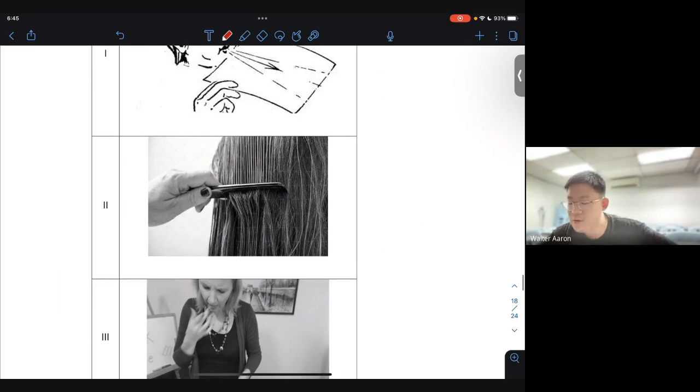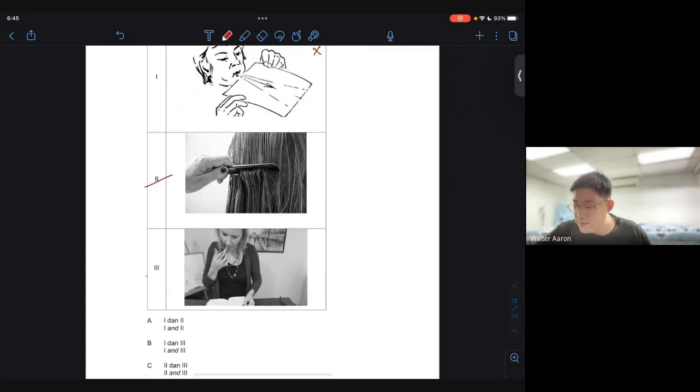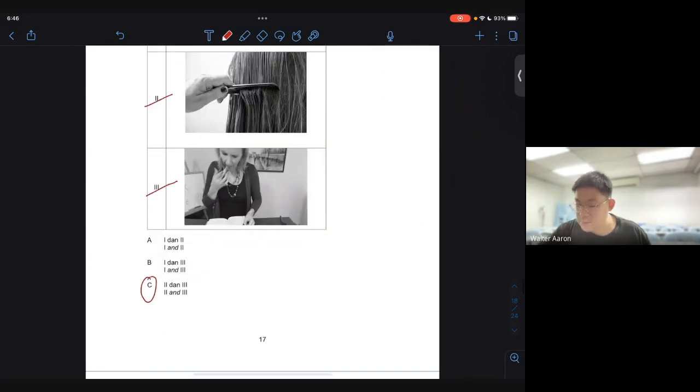Same goes for number 2 over here. If you have very wet hair, there could be a possibility where hydrogen bonds can form between the water on the comb as well as the water on the hair itself. So therefore, the best answer here will be 2 and 3. All right, and the answer here will be C.